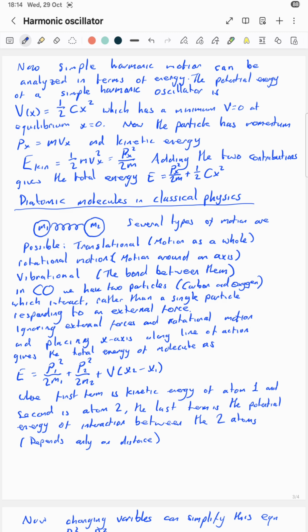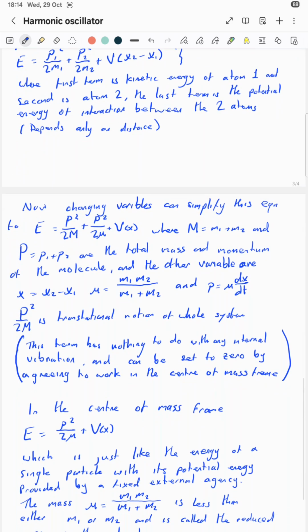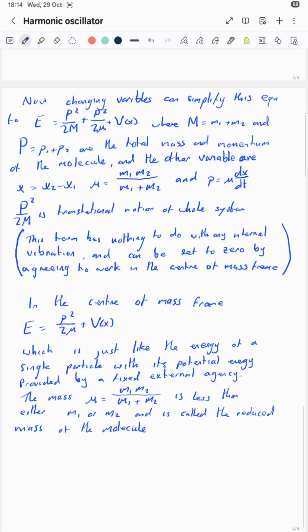Ignoring external force and rotational motion, and placing the x-axis along the line of action, gives the total energy of the system as such, whose first term is the kinetic energy of atom 1 and the second is of atom 2. The last term is the potential energy of the interaction between the two atoms, which depends only on distance. Now, changing the variables can simplify this equation.